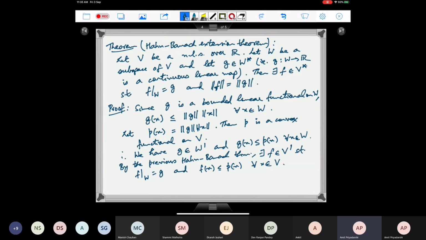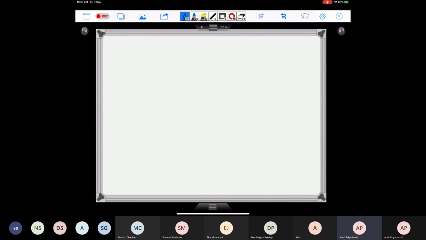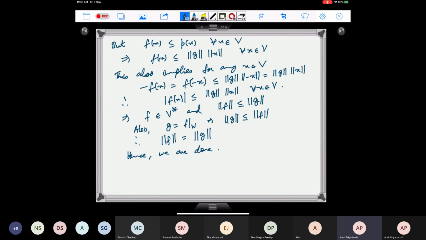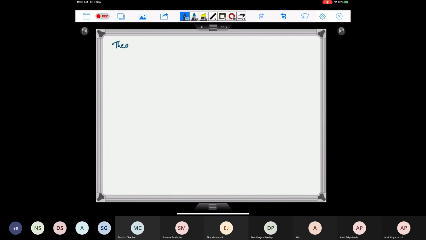So let's see how to prove this, but we cannot use this previous theorem directly for the complex vector space, right? So let's see how to get the complex version. So let me write this theorem. Before doing this theorem, let's write a lemma.